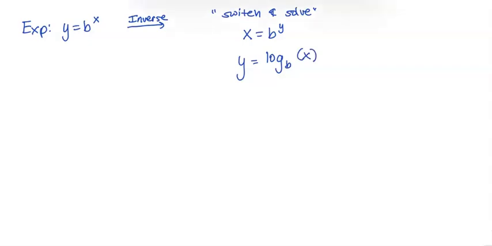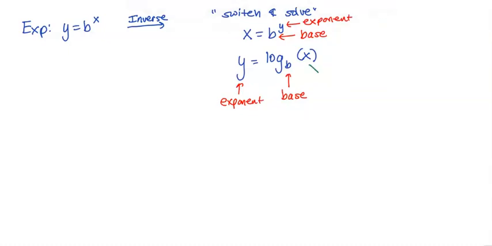So a little bit of terminology. Notice this b is the base. It was also the base here as well. So the exponential has a base and the log has a base. y was the exponent, and so this y is the exponent. So a log is equal to the exponent that you would need.